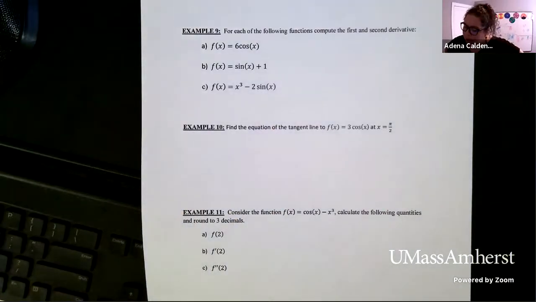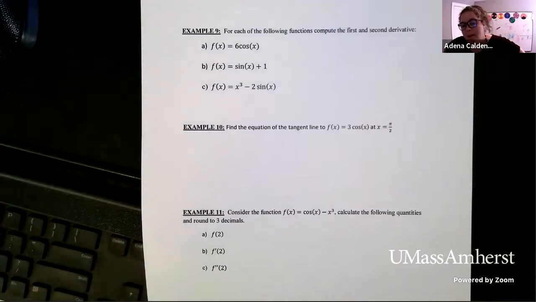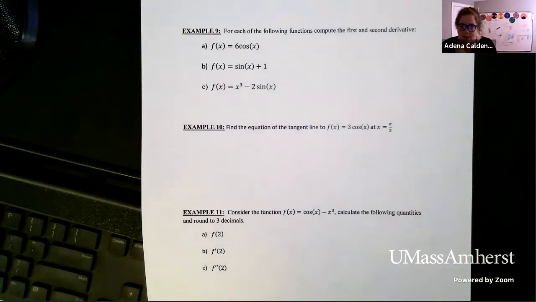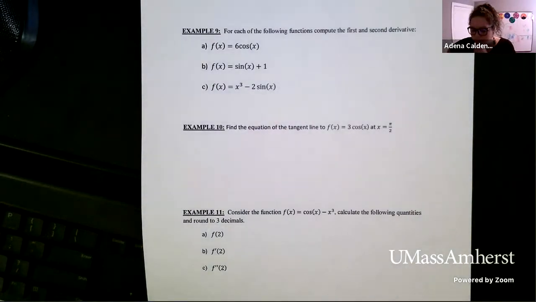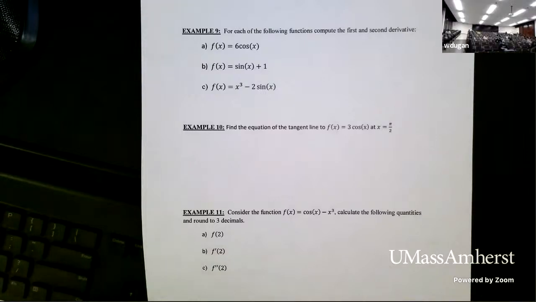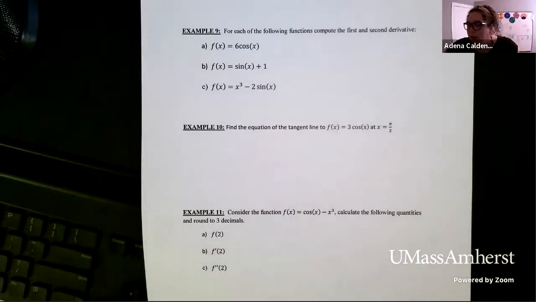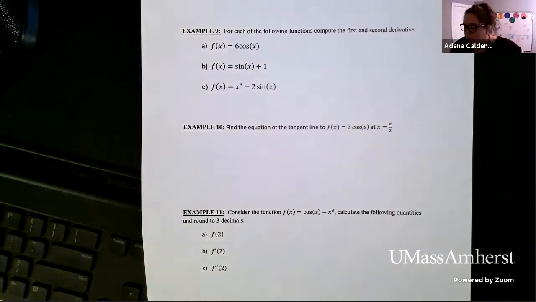One word of caution. If you are plugging things into your calculator because you don't know the unit circle, you need to make sure it's in radians. If you try to plug it in and it's in degrees, you'll get the wrong values. Okay, so try it out. See if you can come up with the equation of the tangent line. I'll give you about 2 minutes and then we'll go through it together.